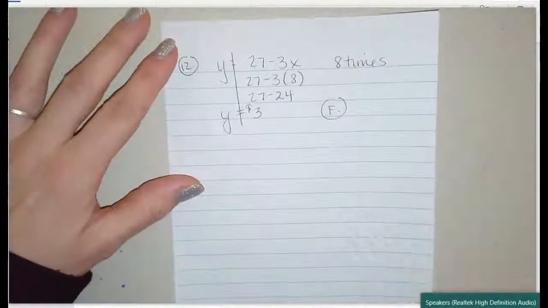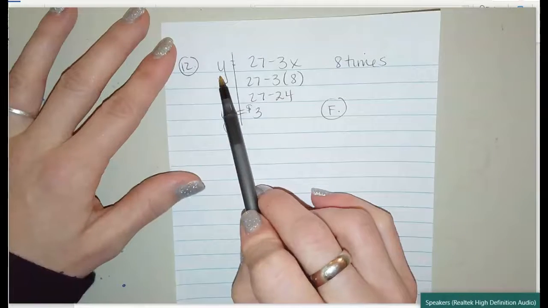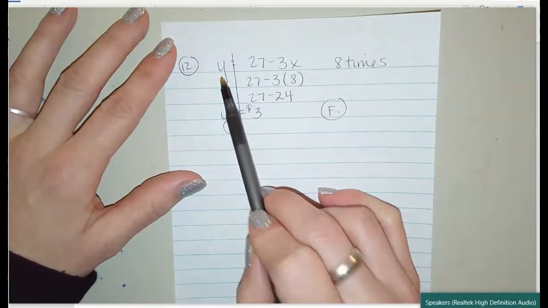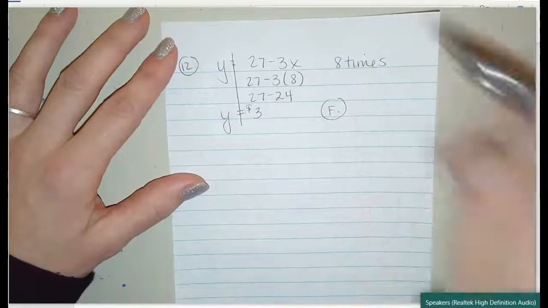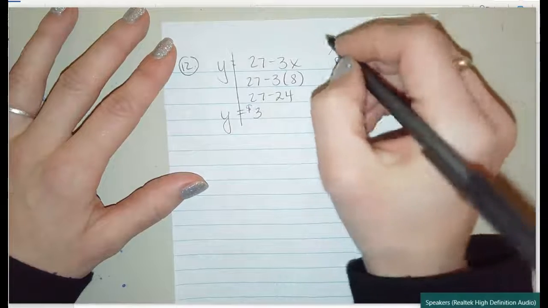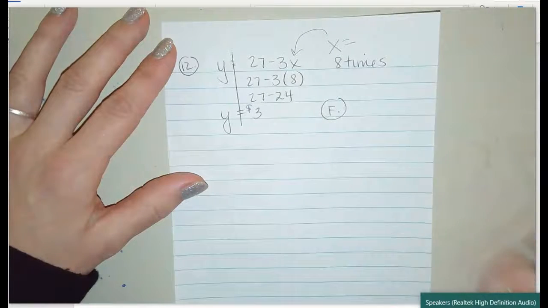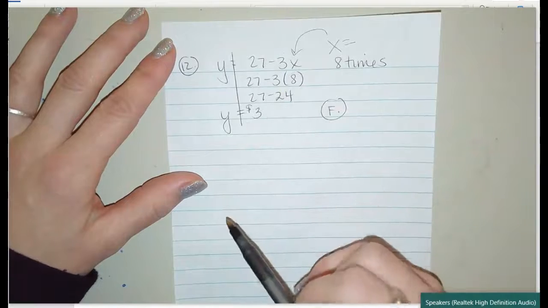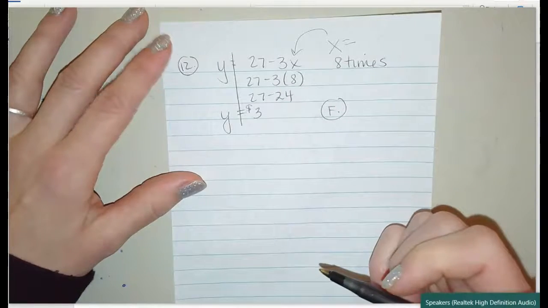And then number 12 says, how much will you have if you get in trouble 8 times? Well, here's my equation. The number of times I get in trouble is my x, so I'm going to plug it in for x, and I get 27 minus 24, so I have $3, which is choice F.